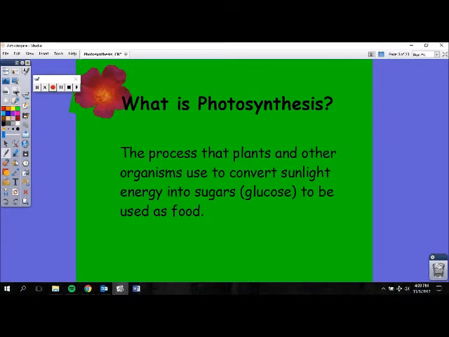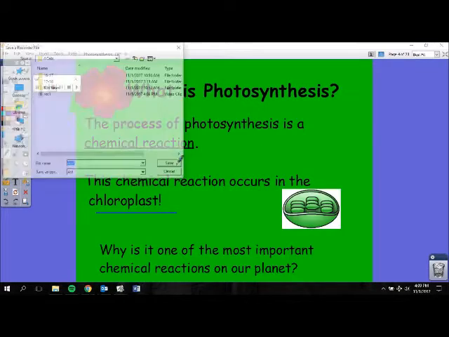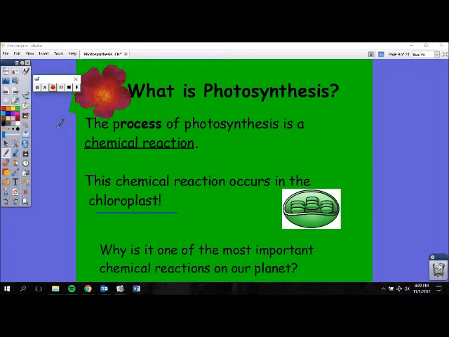So one of those chemical reactions is photosynthesis. That's the process that plants and other organisms use to convert sunlight energy into sugars, to then be used for their food. So what exactly is photosynthesis? Remember, photosynthesis is a chemical reaction that occurs in the chloroplast. It's where the plant makes its food.